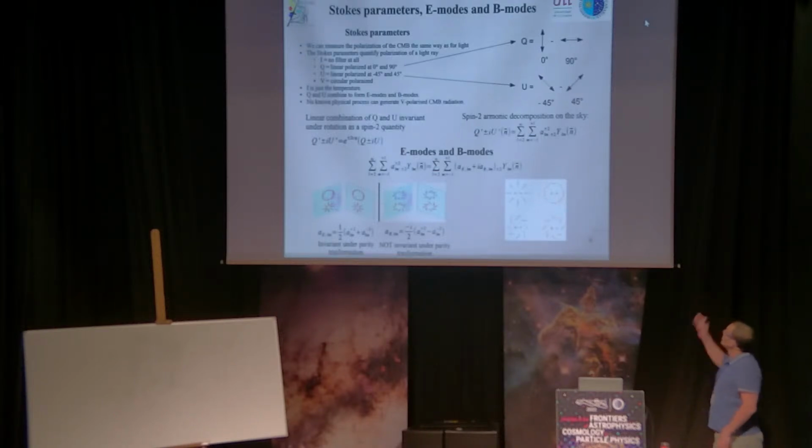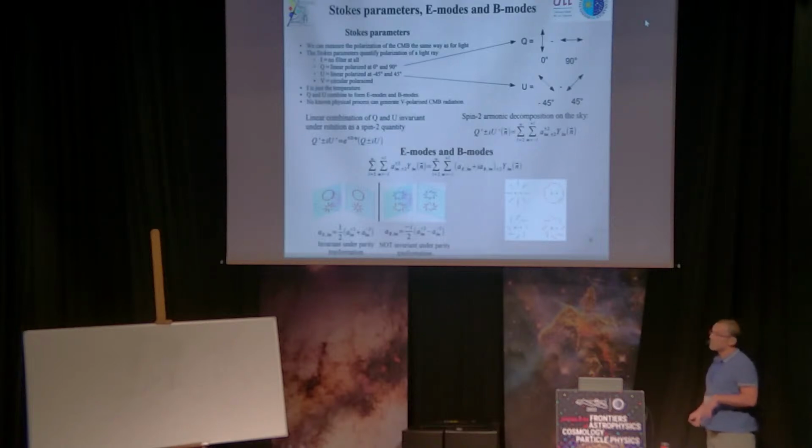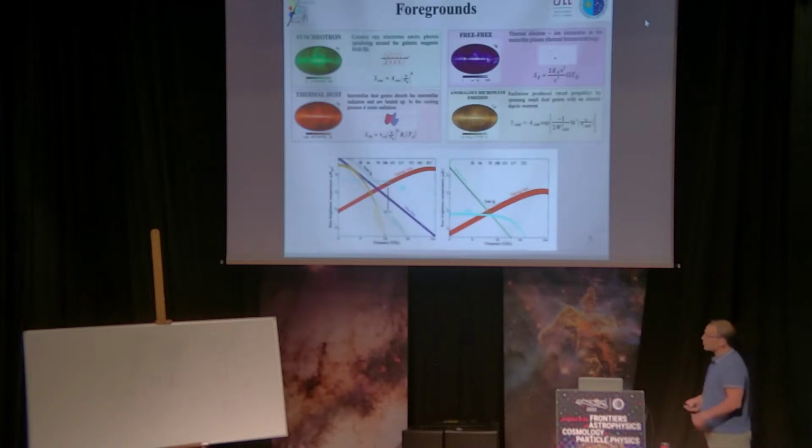So the Q parameter gives us the horizontal and vertical polarization, and the U parameter gives us the plus and minus 45 polarization. We can combine these two parameters, develop them in spherical harmonics, and express them in terms of E modes and B modes. And these are the two patterns for the B modes. This is the way in which we are trying to discover them.